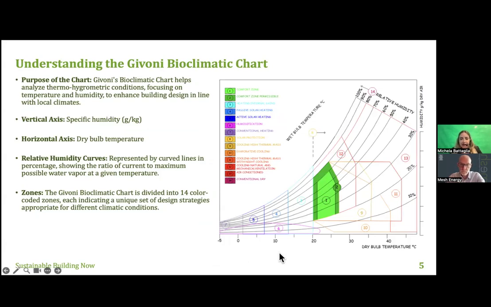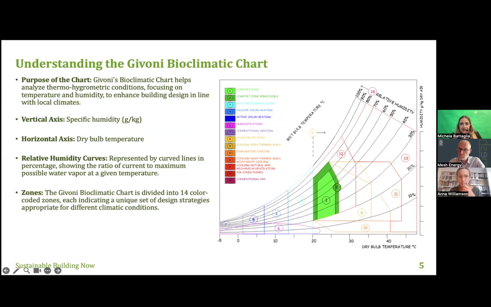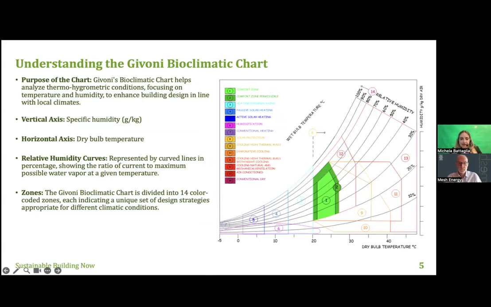On the vertical axis, we can see the specific humidity. On the horizontal axis, we can see the dry bulb temperature. The curves represent the relative humidity, and the chart is divided into 14 zones. For each zone, we will see later the passive design strategies that we could implement.